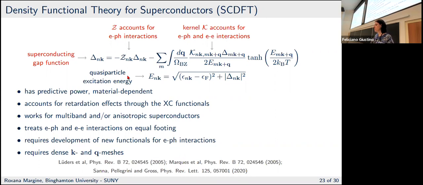And of course, as for the Eliashberg equations, you need to use dense k and q meshes if you want to look at anisotropic properties. So that's basically the end of the theory part. I should speed up because I'm a bit slow.